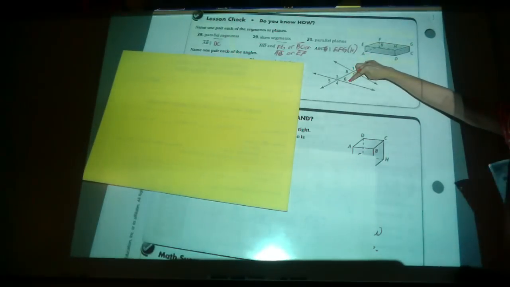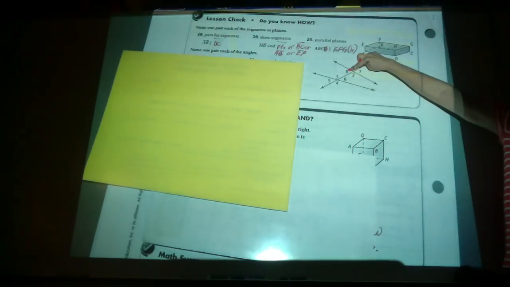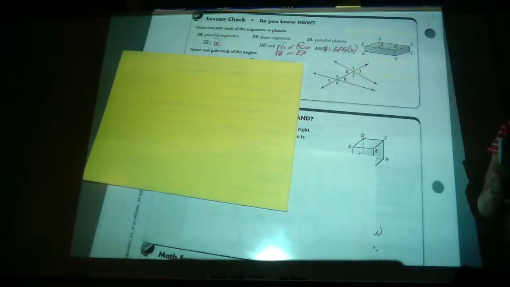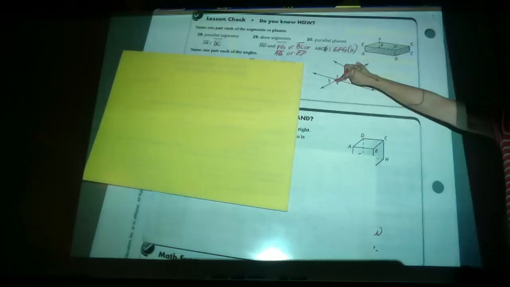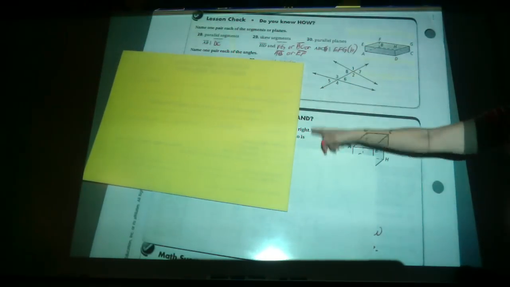So question 31, alternate interior angle to angle 8. Angle 6. 32, same side interior to angle 8. Same side. Angle 3. And then corresponding angle to angle 1, upper left. Angle 3 is in the upper left. Alternate exterior angle to angle 7, alternate exterior. So it has to be 5. So there are your answers for that one.